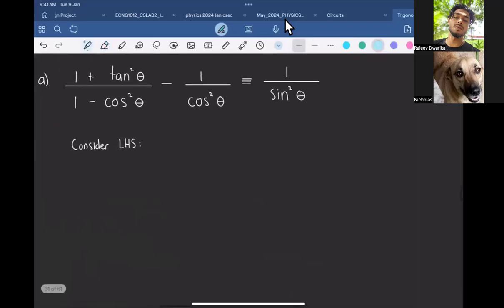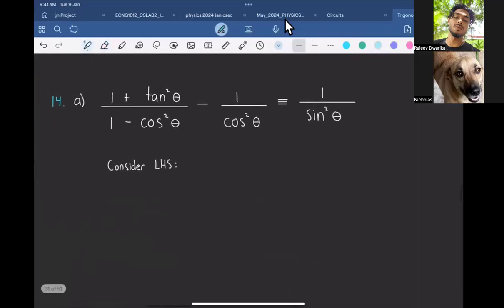All right, so the steps still hold. I'm going to change that tan squared theta to what? Change it to sine squared theta over cos squared theta. Right. The denominator, I just leave that as 1 minus cos squared theta.